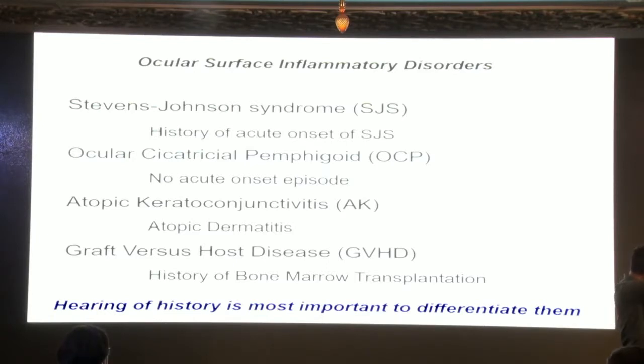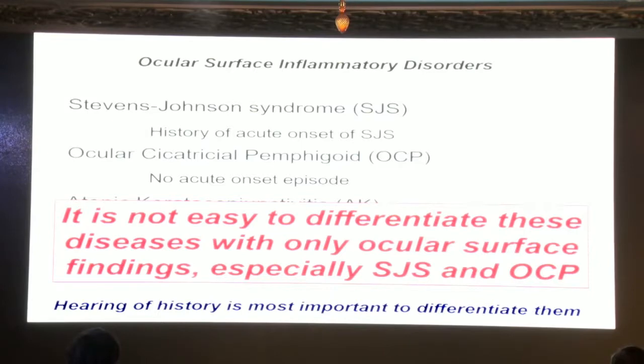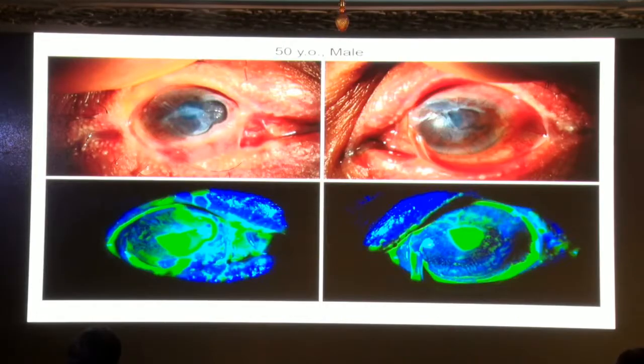For example, SJS has a history of acute onset, and OCP has no acute onset episode. AK usually has atopic dermatitis, and GVHD has a history of bone marrow transplantation. So it is not easy to differentiate these diseases with only ocular surface findings, especially SJS and OCP. So let's see several cases.